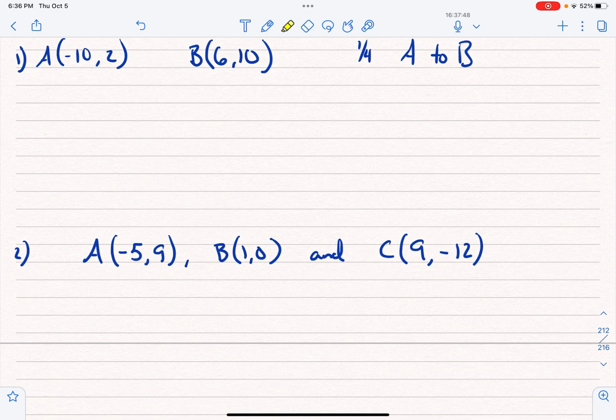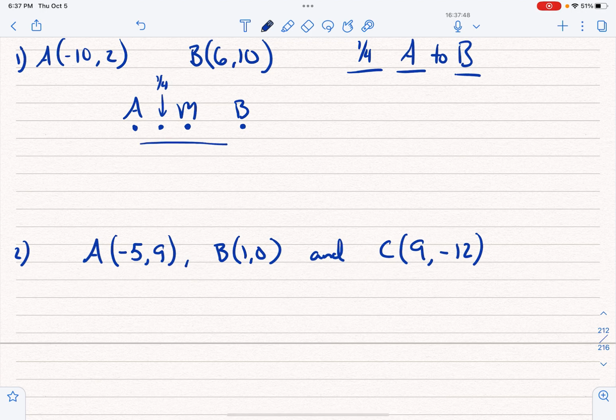Number 1 says, okay, I want to find the point that is 1/4 from A to B. And we talked about this. We said, well, if you're going from A to B, halfway in between them would be M. So we got A, and M is the midpoint. And then if we went halfway between A and M, this right here would be 1/4 of the way from A to B.